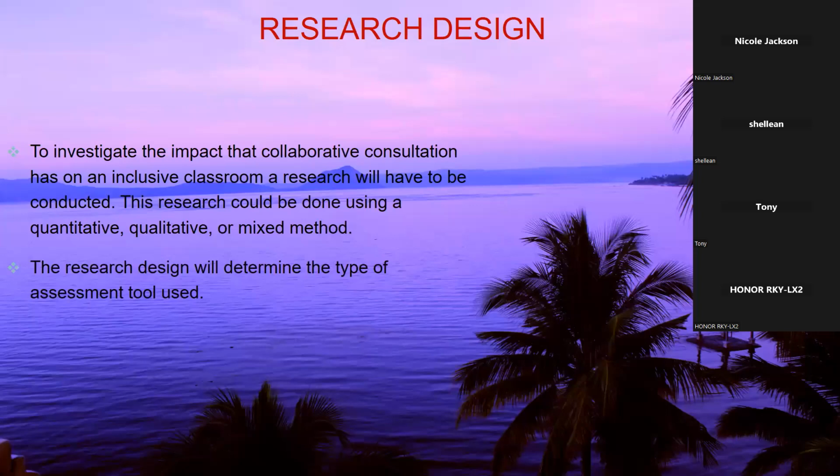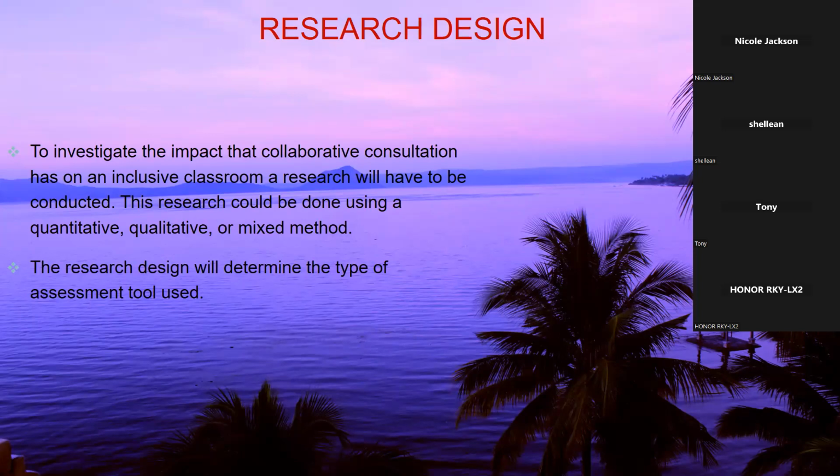All right. Now, to investigate the impact of collaborative consultation on an inclusive classroom, research will have to be conducted, right? Now, this research could be done using a quantitative, qualitative, or mixed method. When you initially look at such a topic, the impact of collaborative consultation on inclusive classroom, you would want to think that it is quantitative, right?